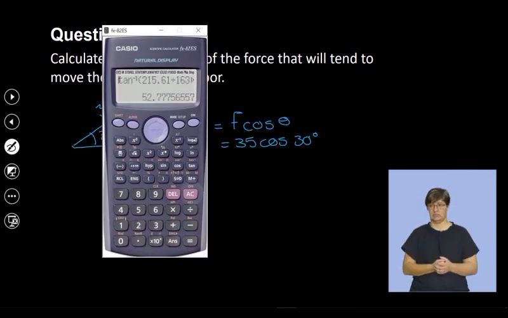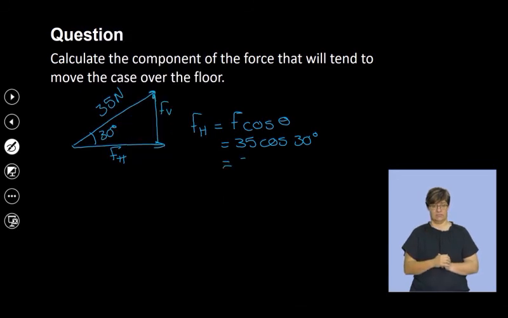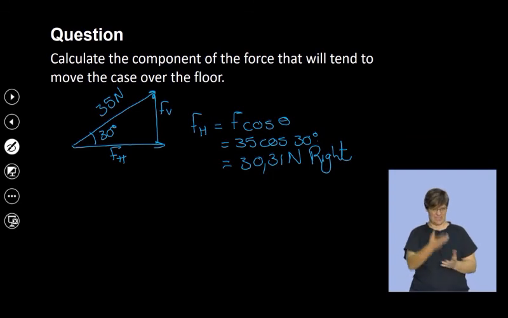So let's clear my calculator. So 35 times cos 30 is 30.31. And she's going to the right. So we're going to put to the right. Done. See? Much easier question. And we're done. Yes. Bet you thought we wouldn't get a question that easy, but we are done.